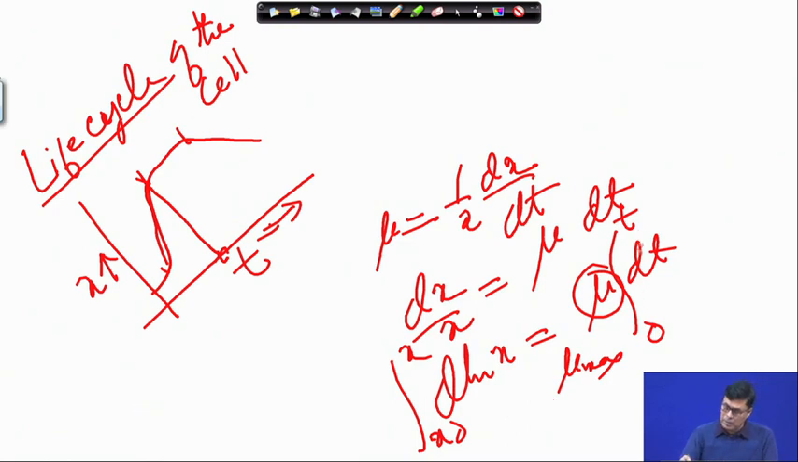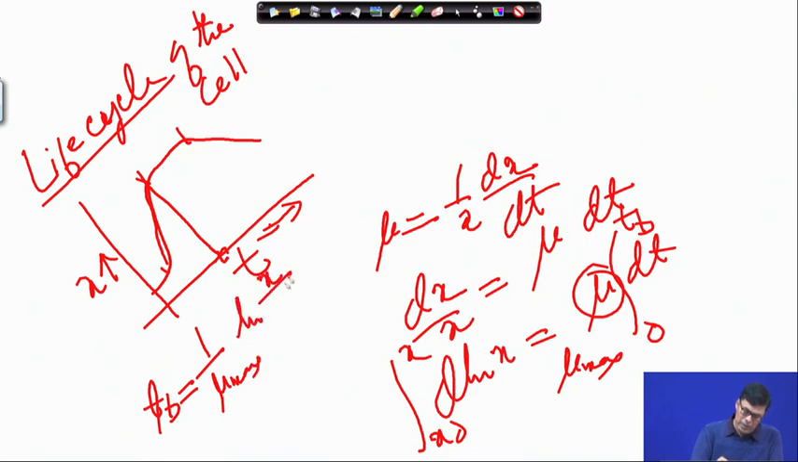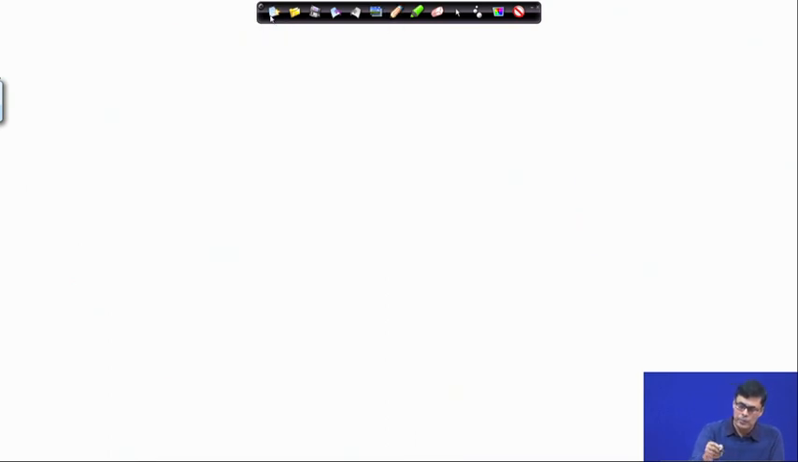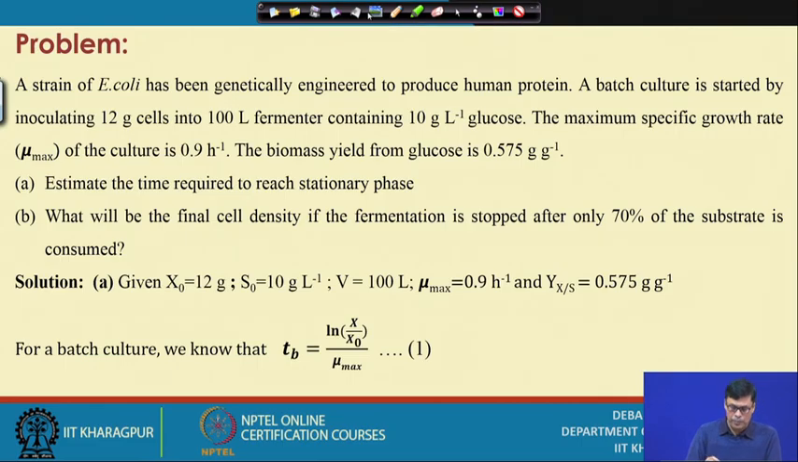We can write this is the T batch process. Now, T batch will be what? T batch will be equal to 1 by mu max ln x by x 0. Am I right? So, this is exactly what we have done in this problem. This is the equation that we have written here. This is ln Tb equal to ln x by x 0 by mu.